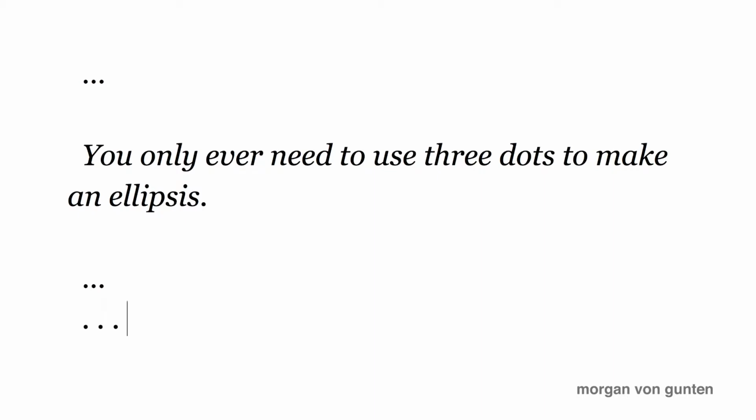When using them to end a sentence, you don't need a fourth period to mark the end of the sentence, like this. Three dots will always do it. Here are a couple examples from my novel of different ways you can use ellipses. You can use them to fade off sentences, like this.